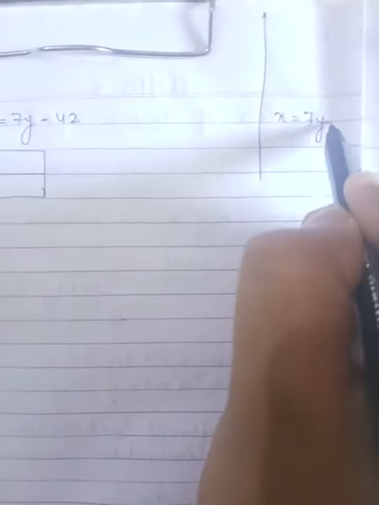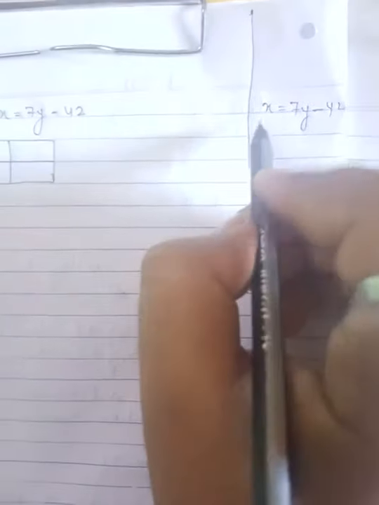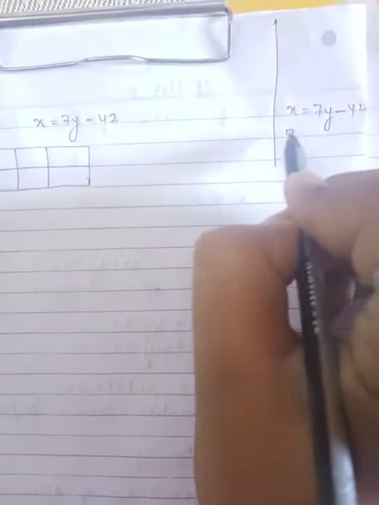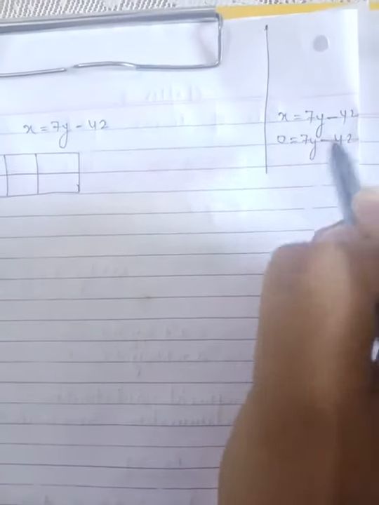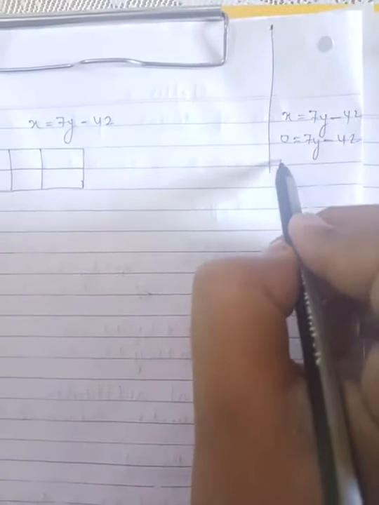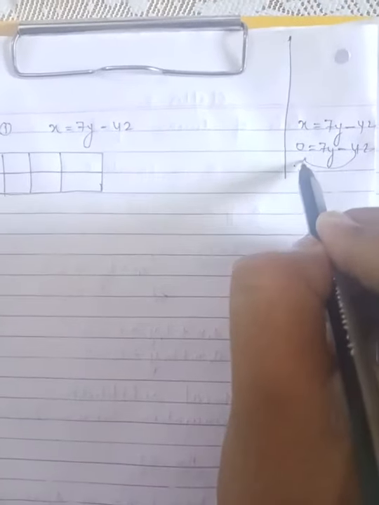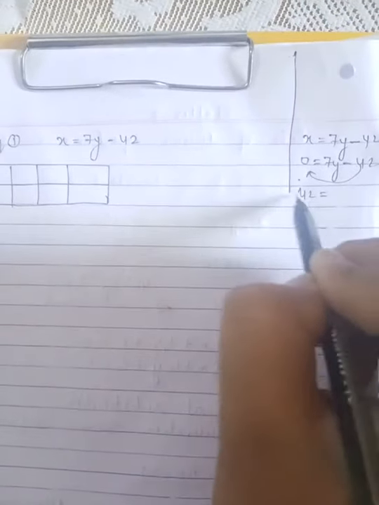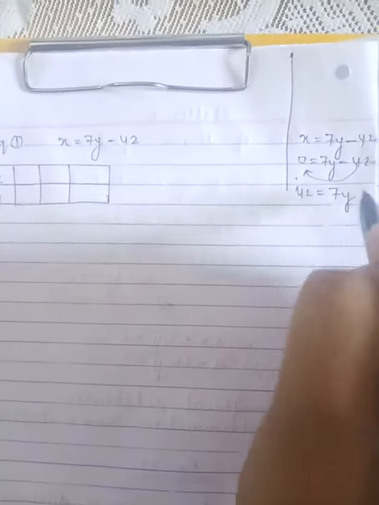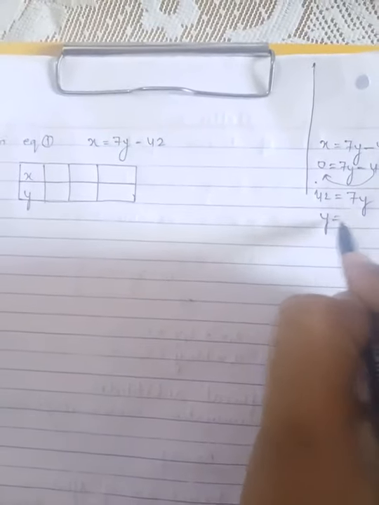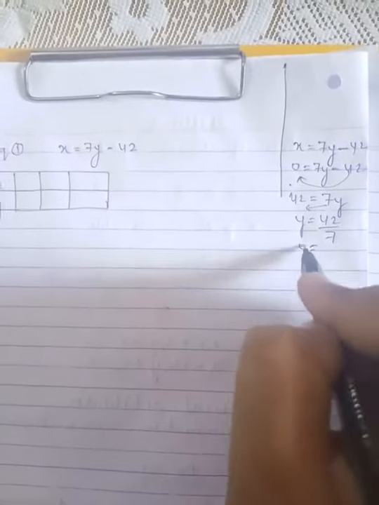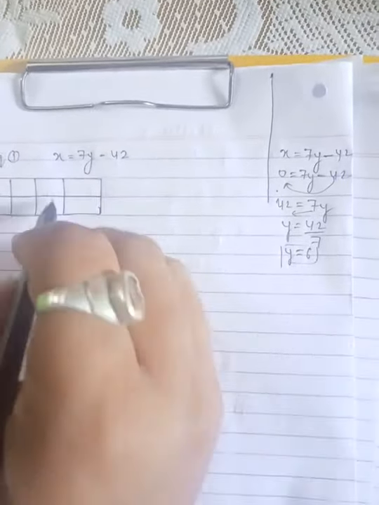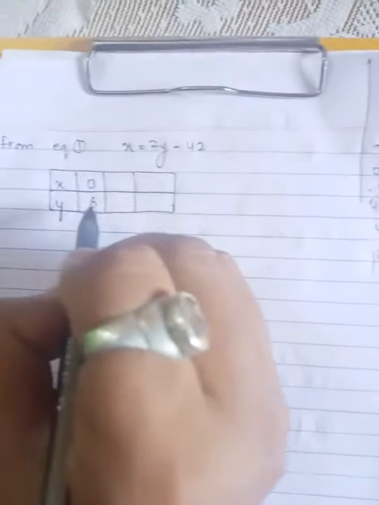So the equation we have is x equals 7y minus 42. Taking x as 0, we get 0 equals 7y minus 42. So 42 will go to the left hand side and it becomes 42 equals 7y, or y equals 42 upon 7, because it goes into division. So y equals 6. So the first point is 0 comma 6.